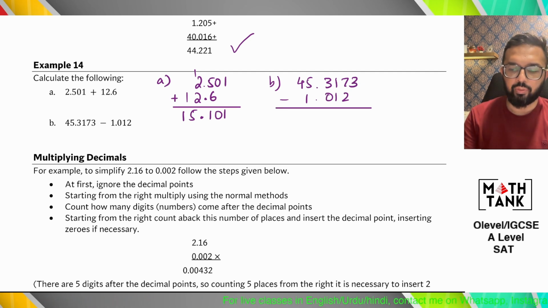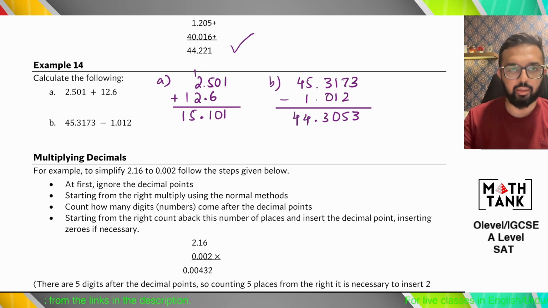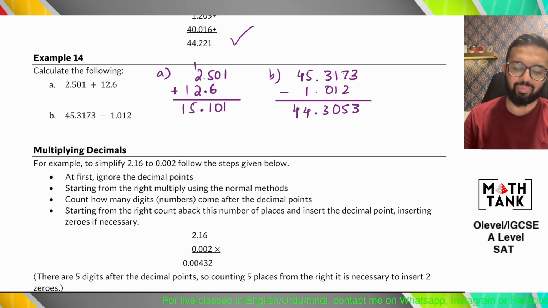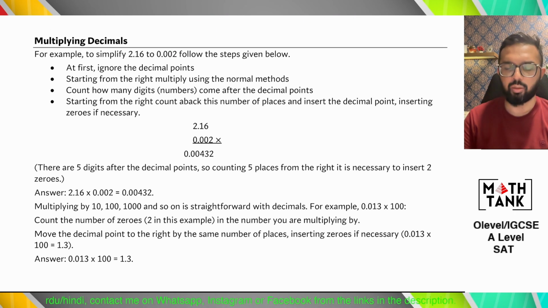So there's no number here, so that's basically 3 minus 0, that gives you 3. 7 minus 2 gives you 5. 3 minus 0 again gives 3, 1 minus 1 gives you 0, sorry, and 3 minus 0 gives you 3. Then the decimal: 5 minus 1 gives you 4, and nothing else. So 44.3053. That is how you add and subtract decimals. Usually on the paper, when they come up in paper 1, they are relatively easier than this. But this is just to show you what addition and subtraction of decimals looks like.